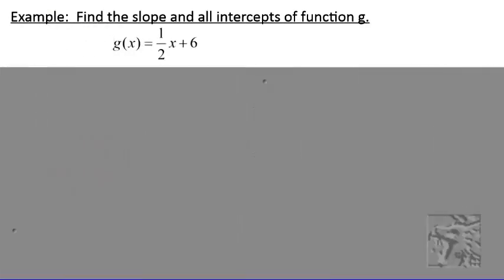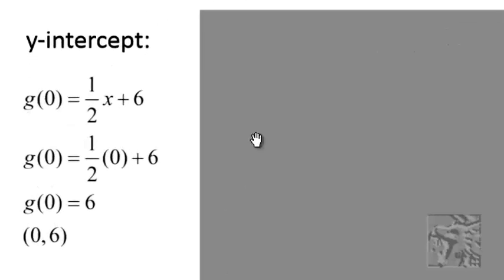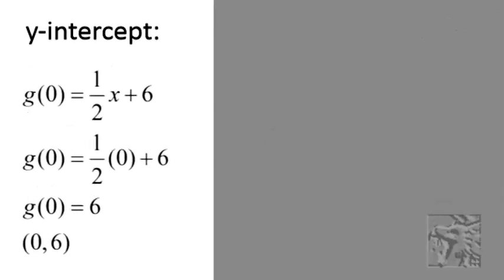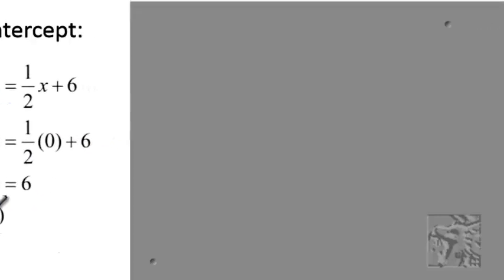Okay, so for example, find the slope and all the intercepts of function g. Let's find the y-intercept first. Function g says it's 1/2 x plus 6. So if I want the y-intercept, remember I put a 0 in for x. So that's the same thing as finding g of 0. So g of 0 equals 1/2 x plus 6. I put a 0 in place of x, so I get 1/2 times 0 plus 6, which is 6, and so the y-intercept occurs at (0, 6).